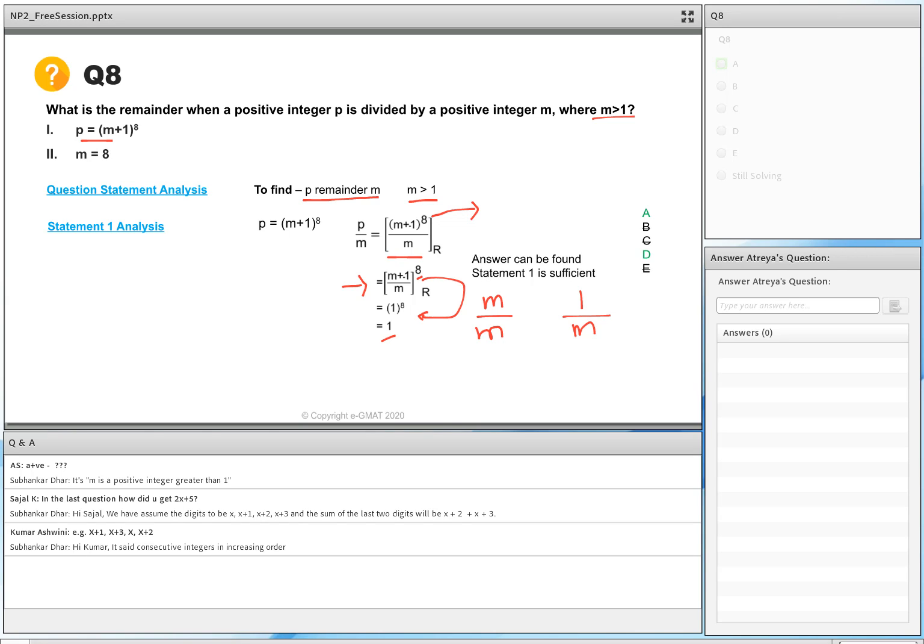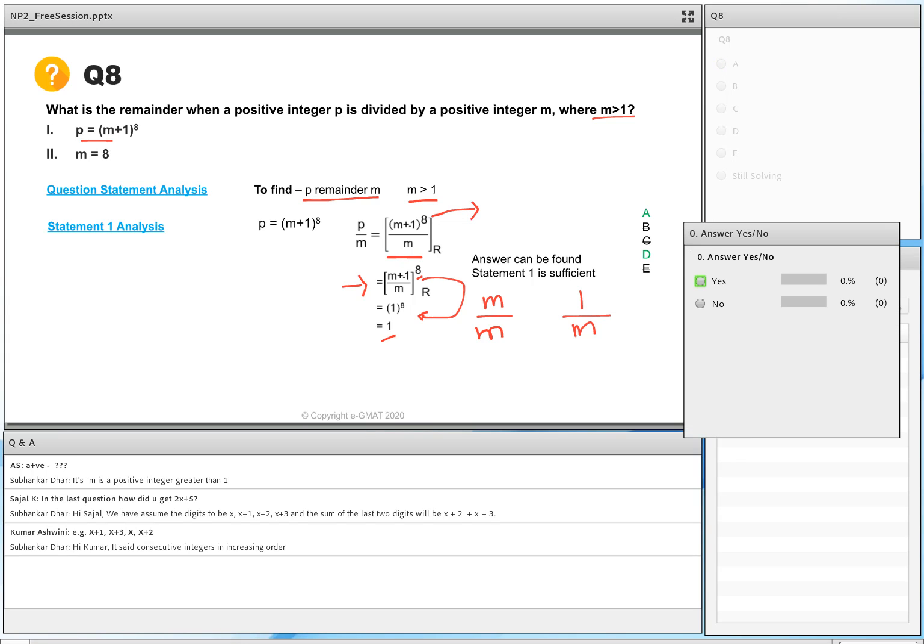Now, before I move on to the analysis of the next statement, I want people to tell me if it's clear to all of you. So just give me one moment. I'll give you the yes no poll to mark your answers. Is it clear to all of you up till this stage? Okay, I see a lot of people marking a no as well. So I'll explain the step once more.